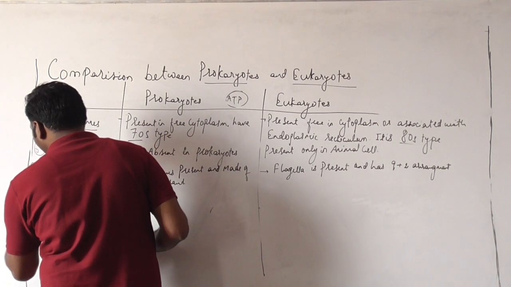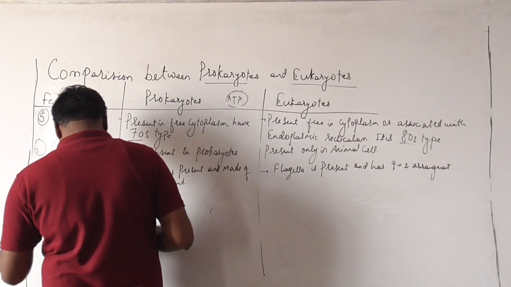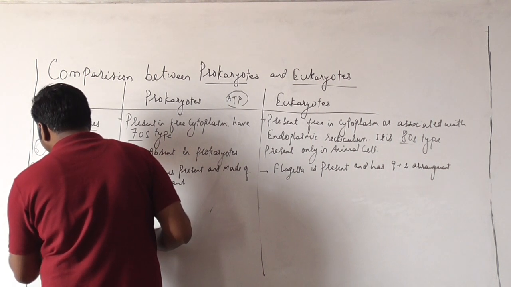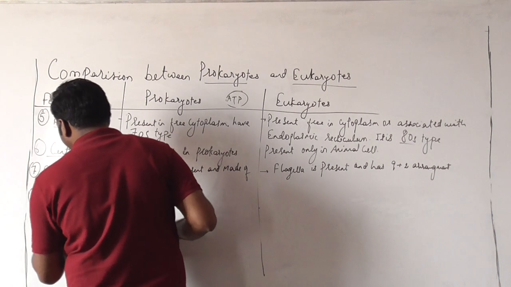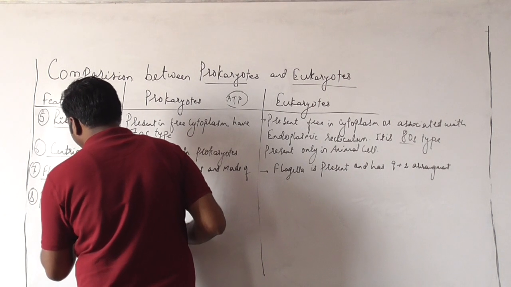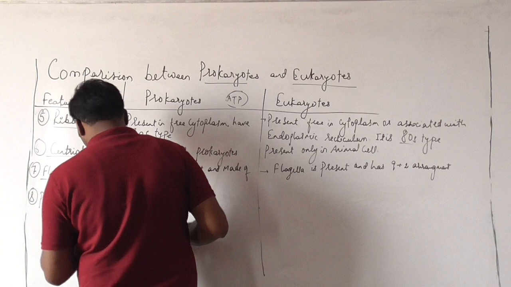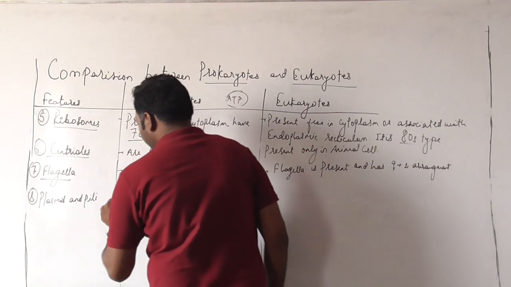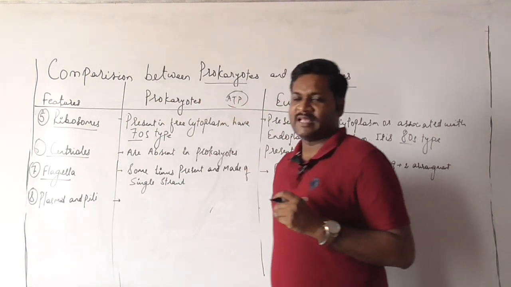Another characteristic feature is of the plasmid and pili. Plasmid and pili. Okay, some people call it pili also, plasmid and pili or the pili. So plasmid, what is plasmid?